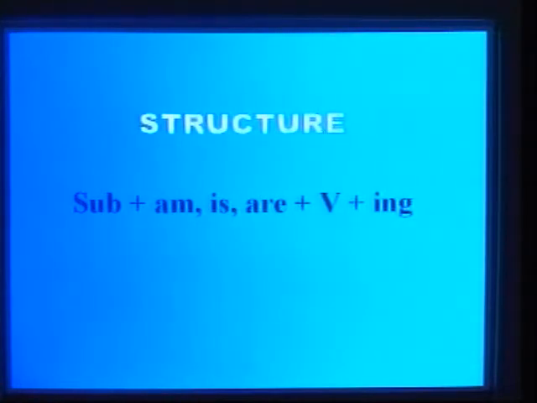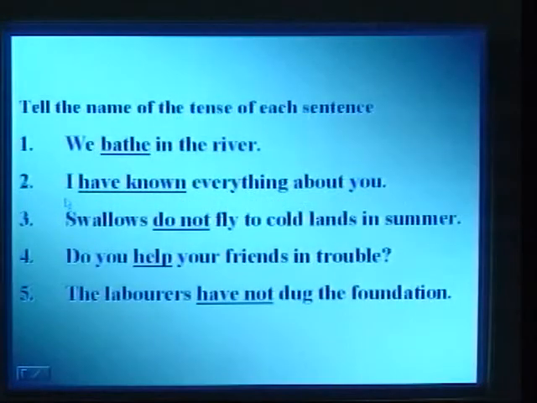Whenever a sentence is given, you have to identify it by looking at its structure. If you find am or is or are along with the verb in the continuous form, you have to tick it as present continuous. Students, we are in an exercise. That is, we have seen the structures of four different forms of tense. Let us see whether we are doing properly or not, whether we can identify the tense form correctly or not.